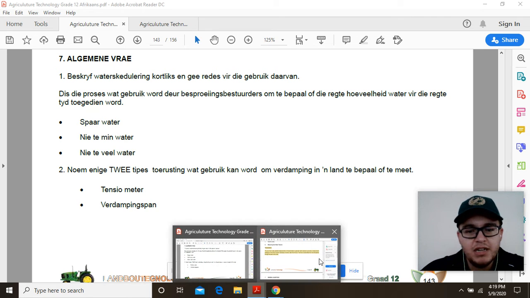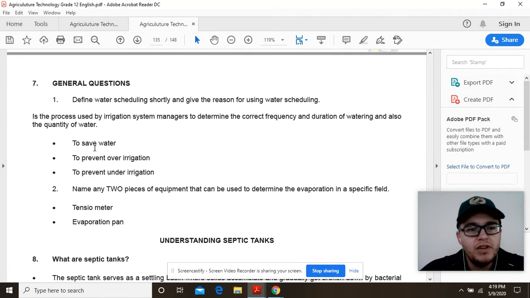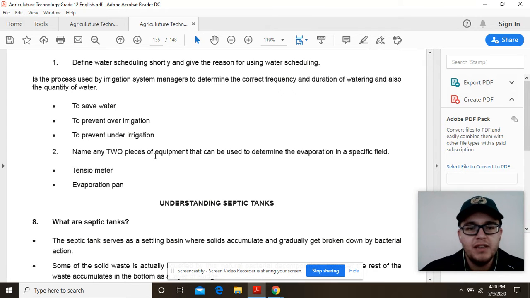So in English they'll ask us general questions. Define water scheduling shortly and give the reason for using water scheduling. It's a process used by irrigation system managers to determine the correct frequency and duration of watering to allow for the right quantity of water. It's also to save water, to prevent over-irrigation and to prevent under-irrigation. Name two pieces of equipment that can be used to determine the evaporation of a specific field. Your tension meter, that has to be in there, the tension meter and the evaporation pan.